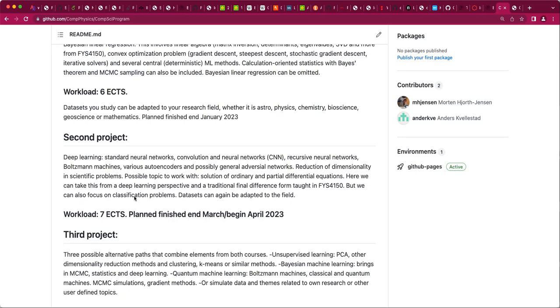The idea here is to use methods from numerical science in applications towards machine learning and artificial intelligence. That way we hopefully are able to combine both and also tailor the projects to your own needs and scientific interests.